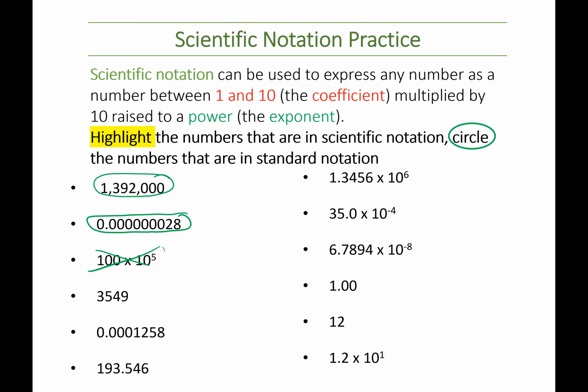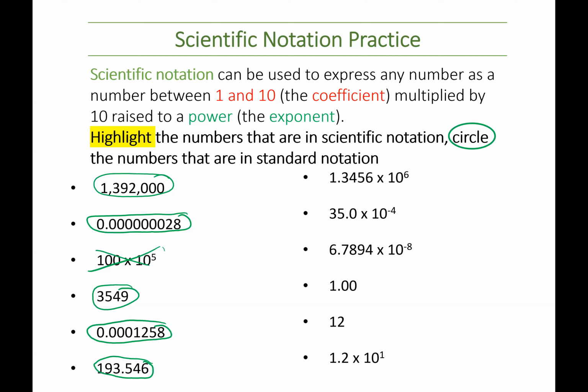Next, we have 3,549. That's greater than 10. There's no multiplied by 10 and there's no exponent. So this would be a standard notation number. Next, again, no times 10 to an exponent, so that is also standard notation. And 193.546 is also standard notation.